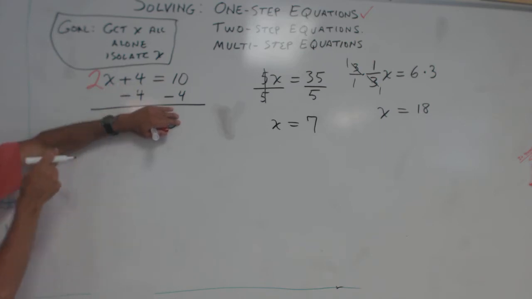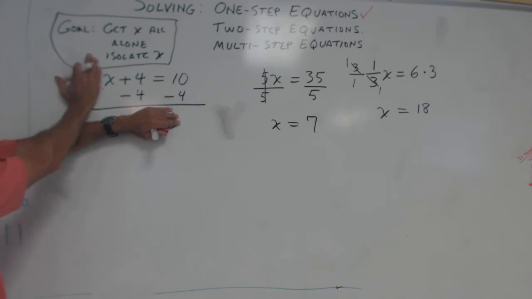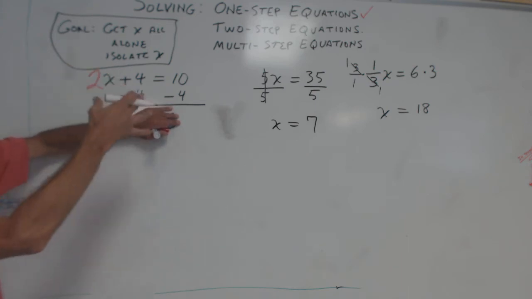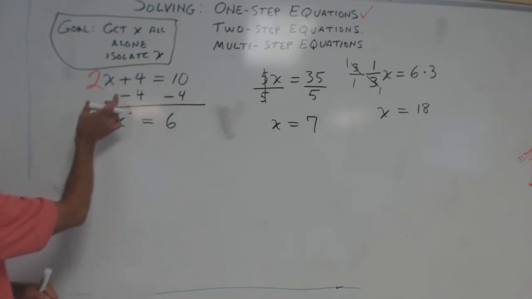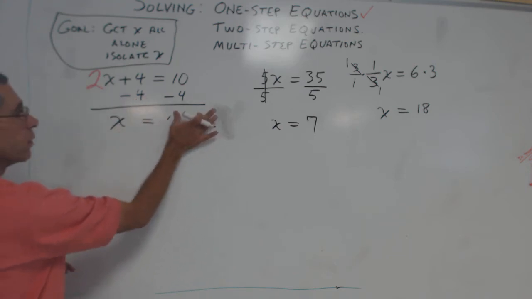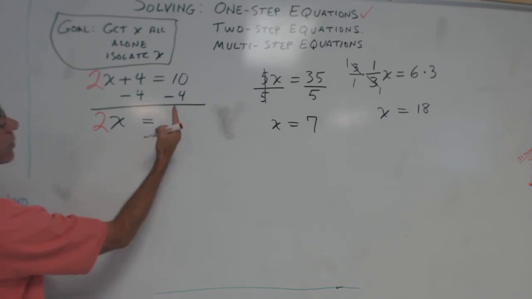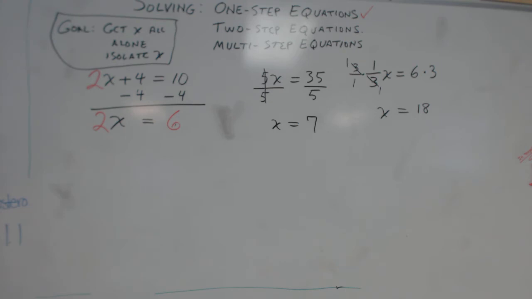The 4 is the thing you want to get rid of, right? So we are going to subtract the 4 just like we did when it was a one-step equation. In a two-step equation, you want to say 2x equals. You don't want to say 2x plus 4 equals, you want to say 2x equals. You want all the x's alone, so you're going to isolate all the x's first. So we get rid of the 4, and what do we get? We get 2x equals 6.